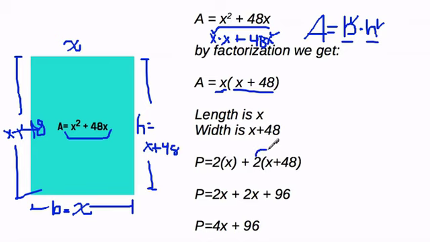And then we got to do that thing that we did a while ago, which is multiplying what's inside the parentheses. Now you're going to multiply 2 times x. That's pretty easy. 2 times x is just 2x. Then we got to multiply this 2 with what's inside the parentheses. 2 times x is going to be 2x, and then 2 times 48, that's going to be this 96.